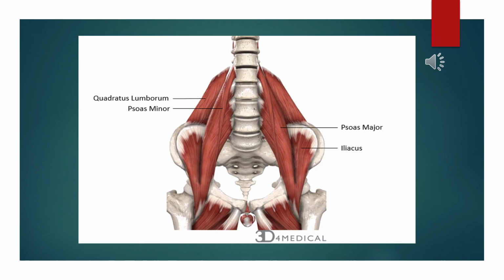Notice that the psoas major will combine with the iliacus and insert on the upper part of the femur. So the action here would be to flex the femur relative to the hips. The iliacus is located in the iliac fossa and is innervated by the femoral nerve.